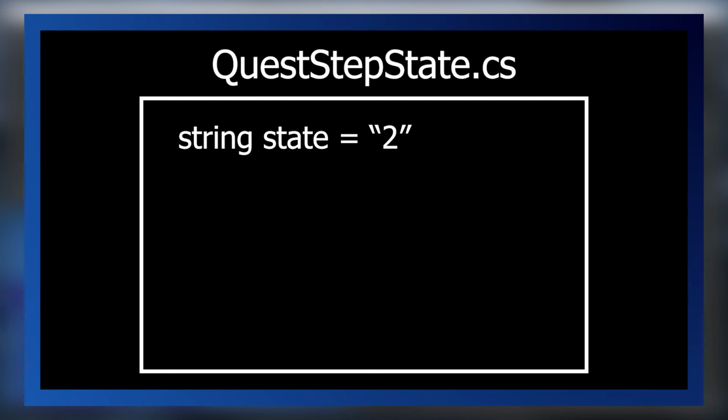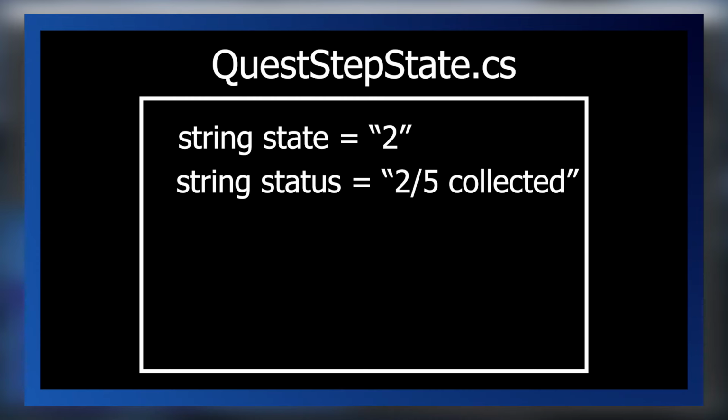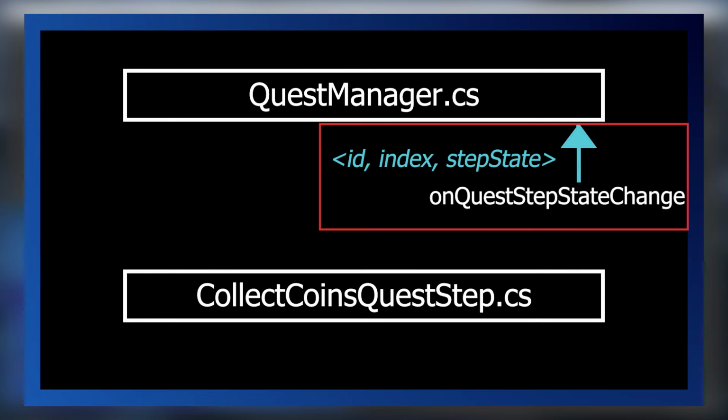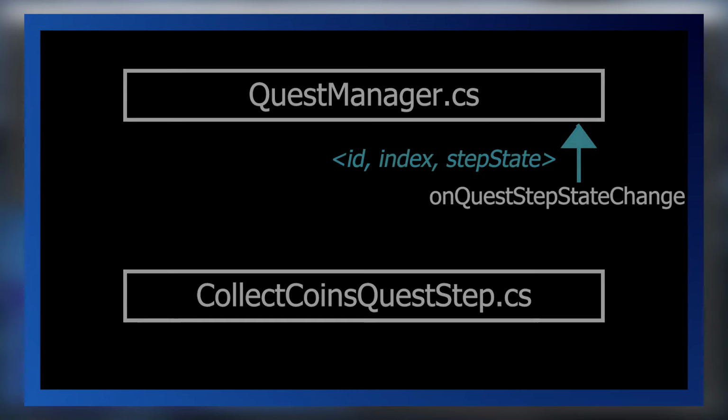For example, we could additionally include a status string to be shown in a quest log, and so we're planning ahead a bit by putting this in a class right now. Anyways, then in the Quest Manager class, we'll listen to those quest step state change events, and whenever we get one, we'll store that state information with the respective quest object.